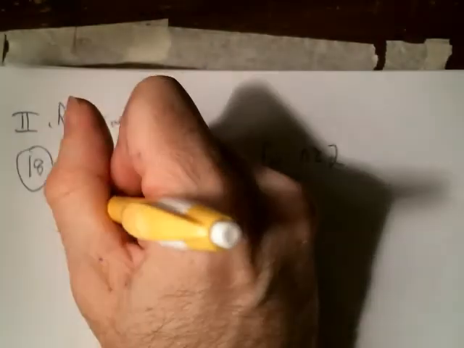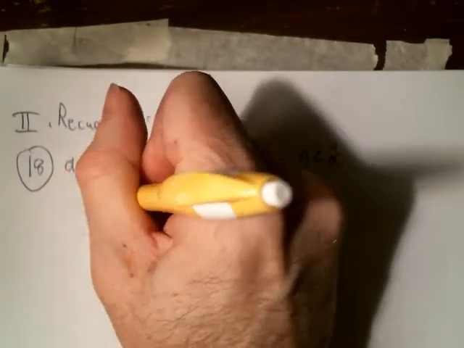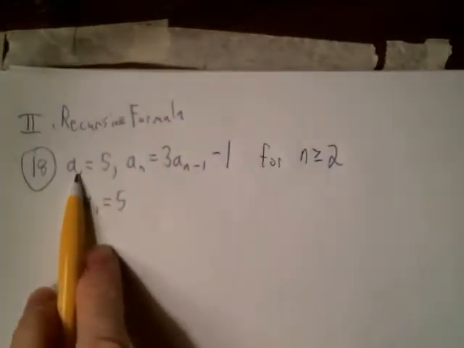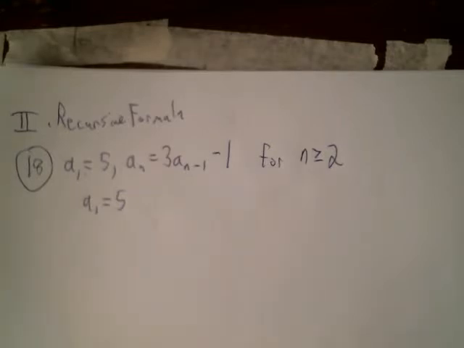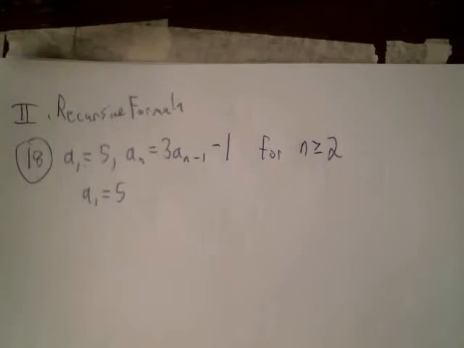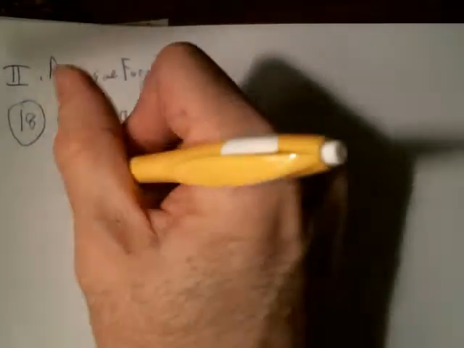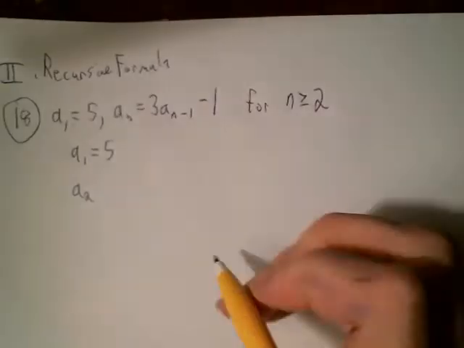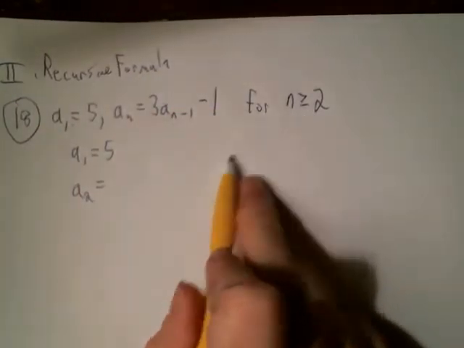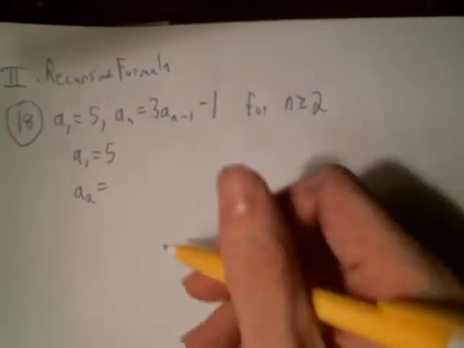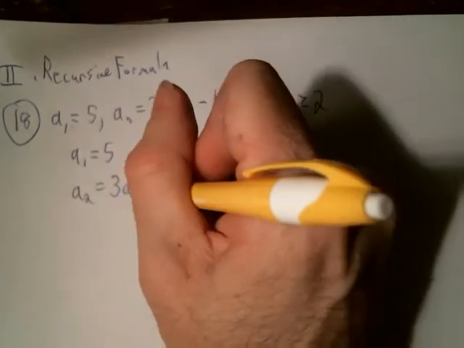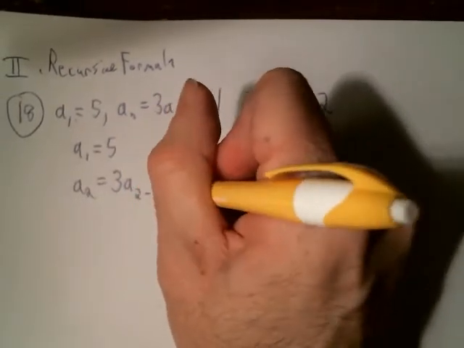So we can list the first 4 terms. A sub 1 is just 5, and that's from the given information. If you read the book, all of this is given. Then to get a sub 2, what you're going to do is use this formula here. It's for all n greater than or equal to 2. We're at 2, so we can use this. So a sub 2 is equal to 3 times a sub n minus 1, so 2 minus 1.